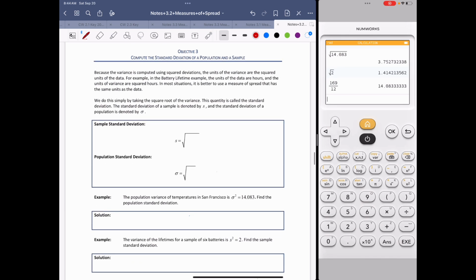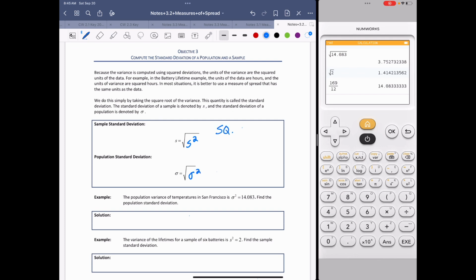Now, I told you about the units being a problem. We're going to talk about standard deviation next, and you've probably heard of standard deviation. The variance is computed using squared deviations. The units are not the same. They're squared. What we're going to do to find the sample standard deviation and the population standard deviation is just take the square root of the variance. So it's real easy. Once you've done the variance, your work is almost finished.